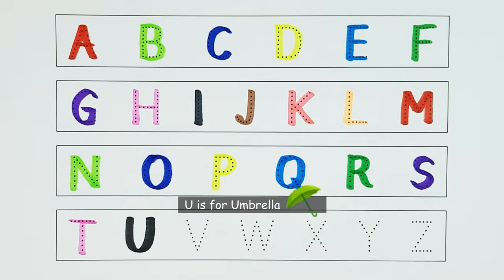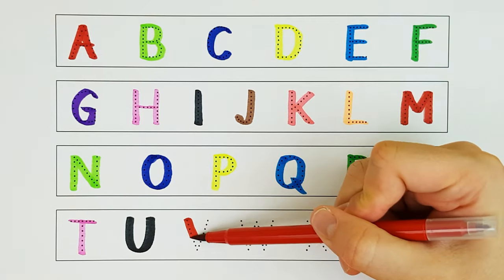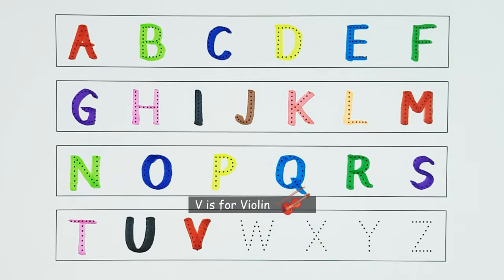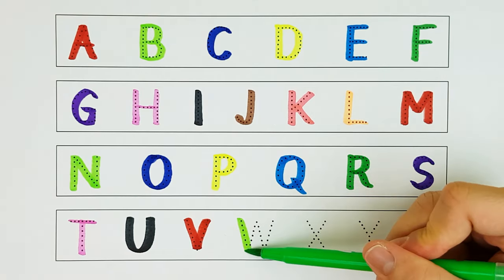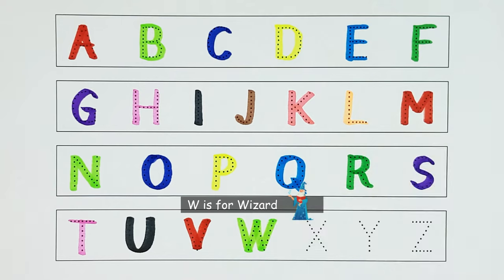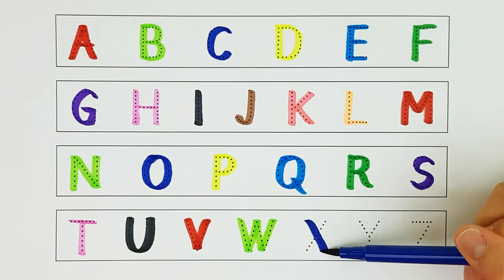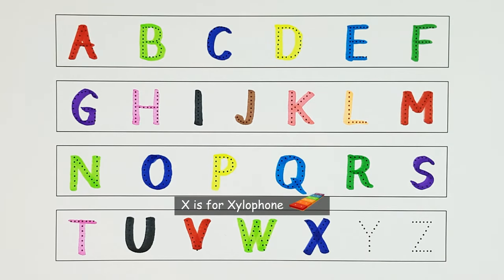U. U is for umbrella. U. V. V is for violin. V. W. W is for wizard. W. X. X is for xylophone. X.